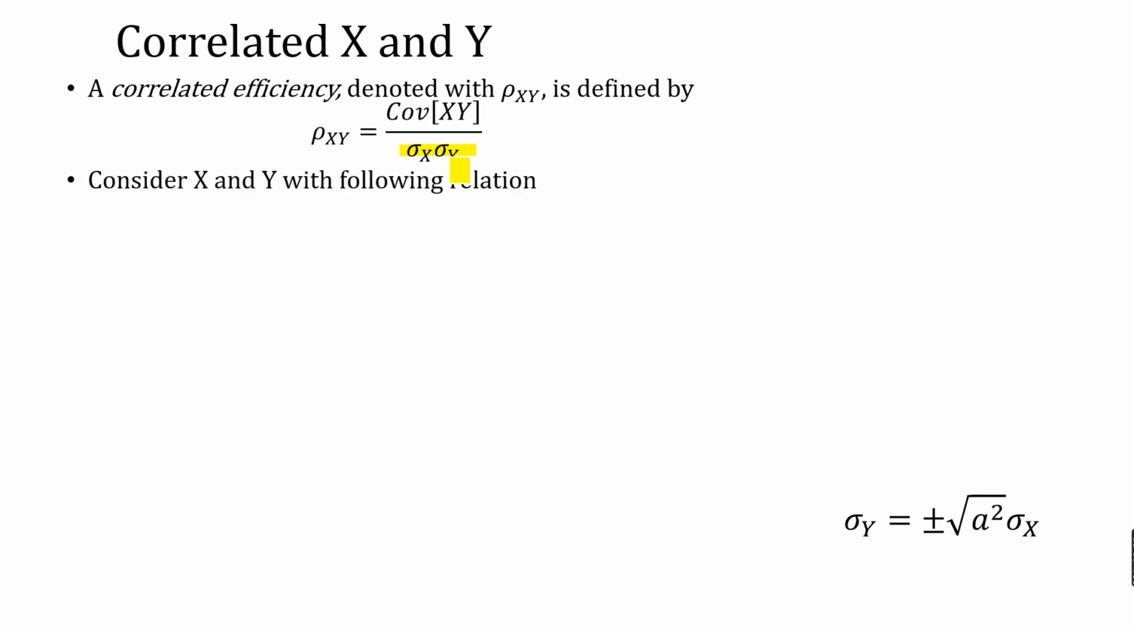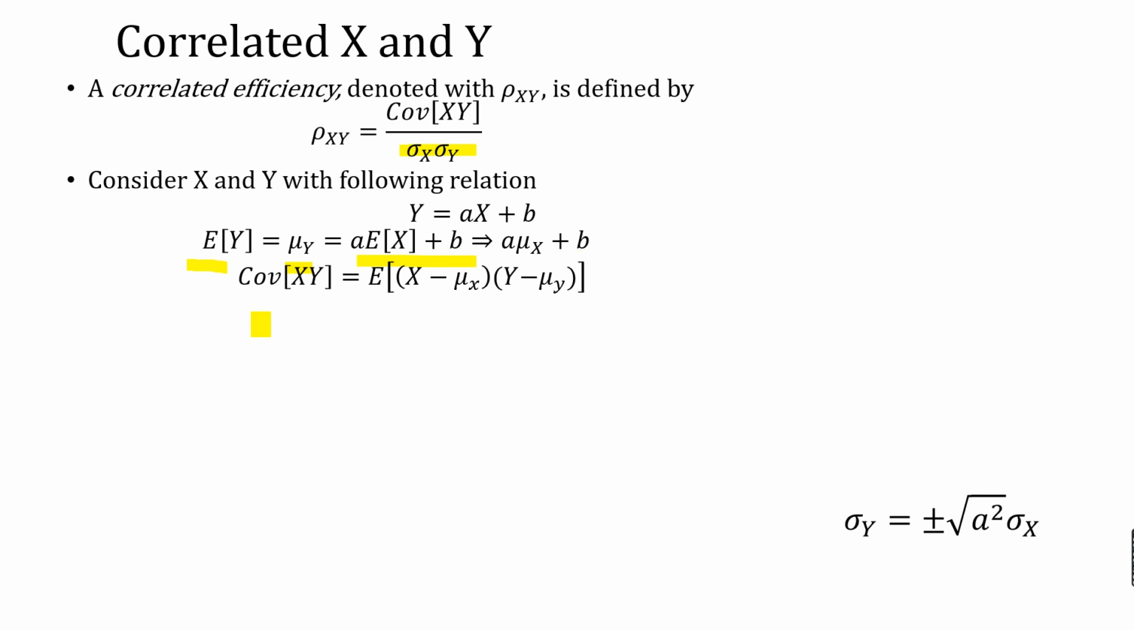Consider x and y with the following relation. Two random variables x and y are considered here. y is defined in terms of x. Apply expectation on both sides. E of y is also called mu of y. a is a constant, taken outside. Expectation of b is b itself. This equation can also be written as a into mu of x plus b.